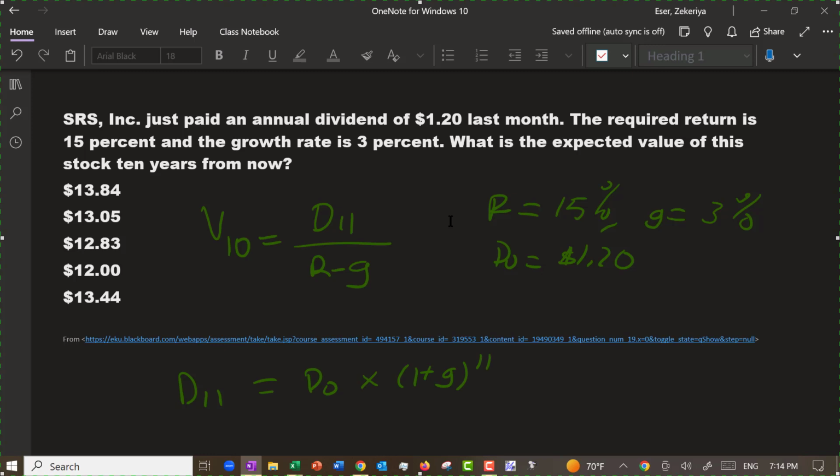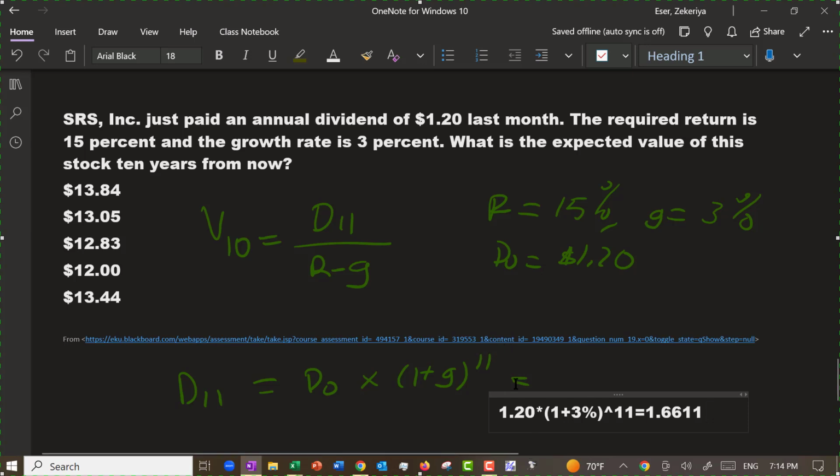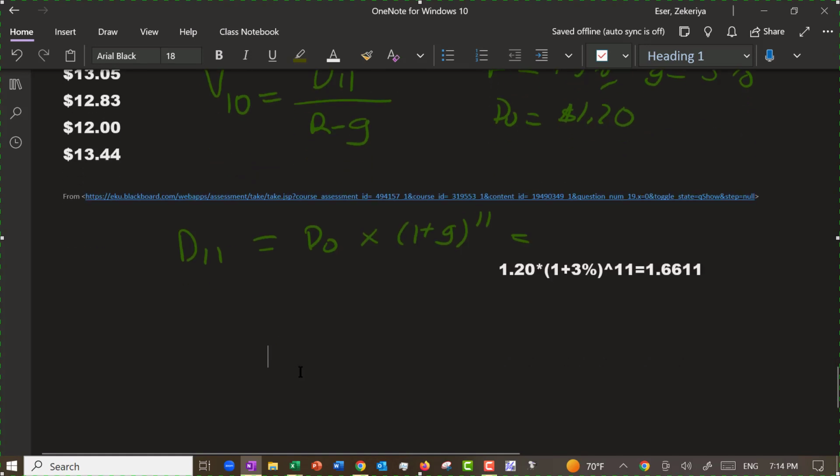And when we calculate that, 120 times 1 plus 3% raised to the power 11, 166.11. Hence, the answer is 1384.